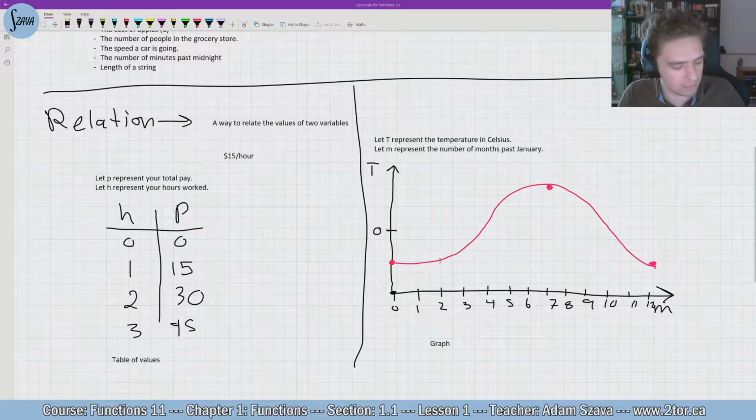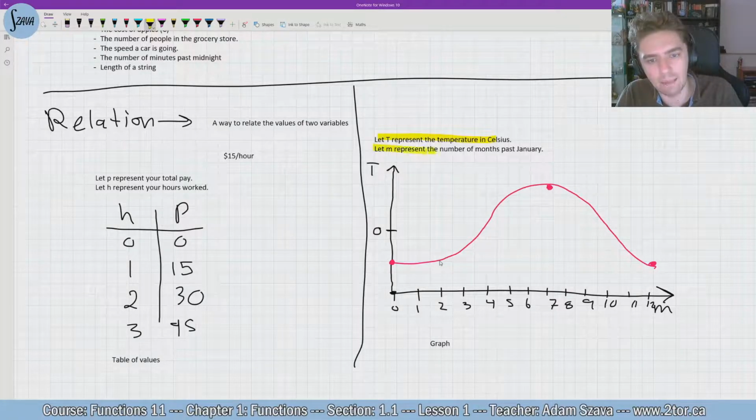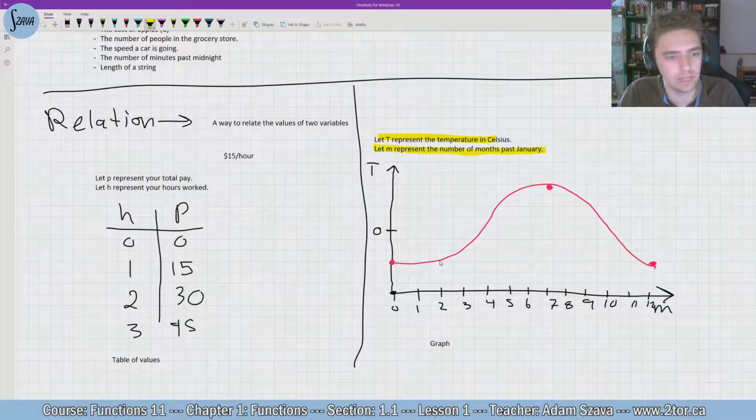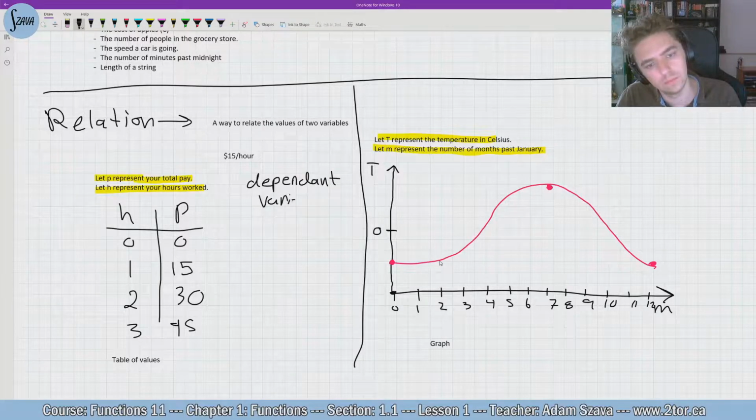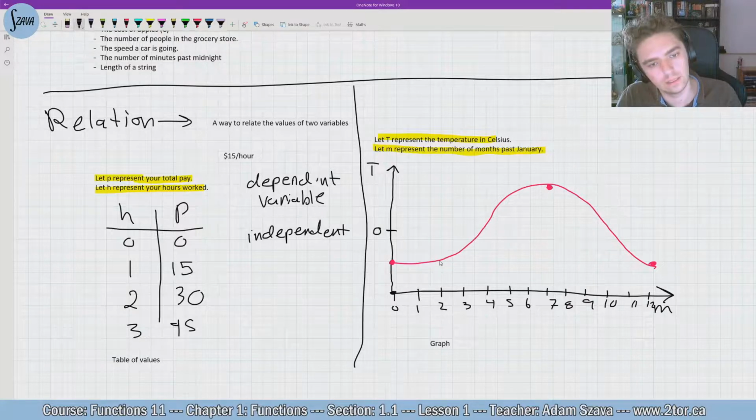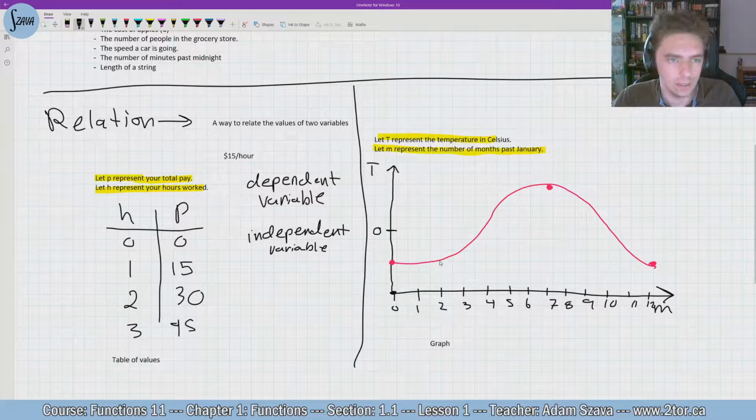So let's try to specify exactly what we mean here. How are T and M different? There's a special name we give to each of them, and especially here, P and H. One has a name and the other one has a different name. One is called the dependent variable, and the other one is called the independent variable. Now how do we decide which one's which, and what does it mean?